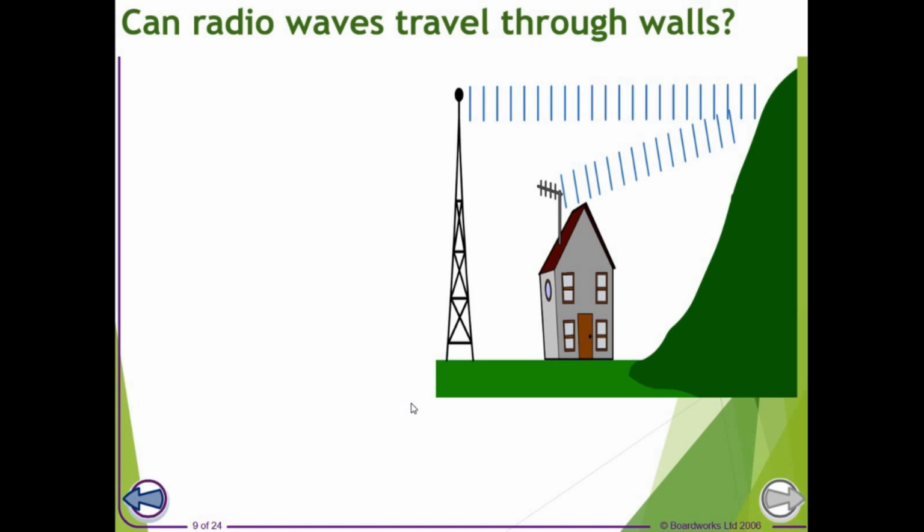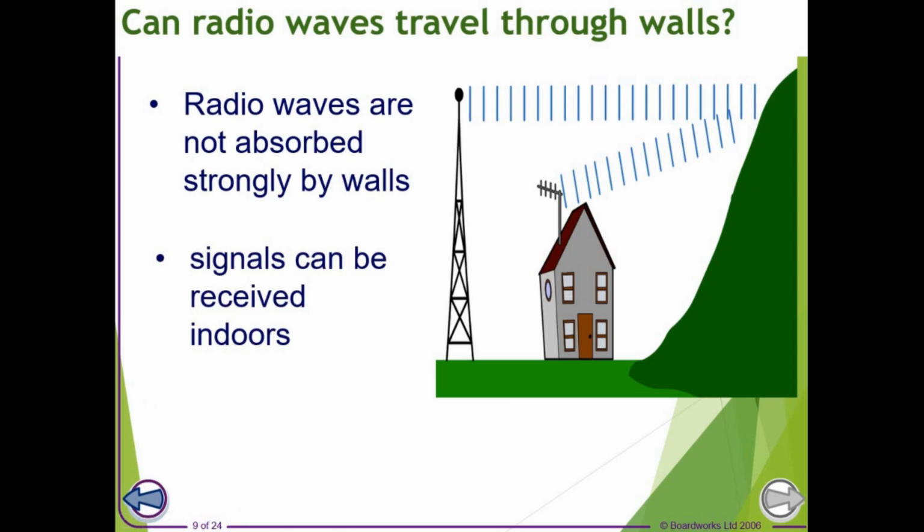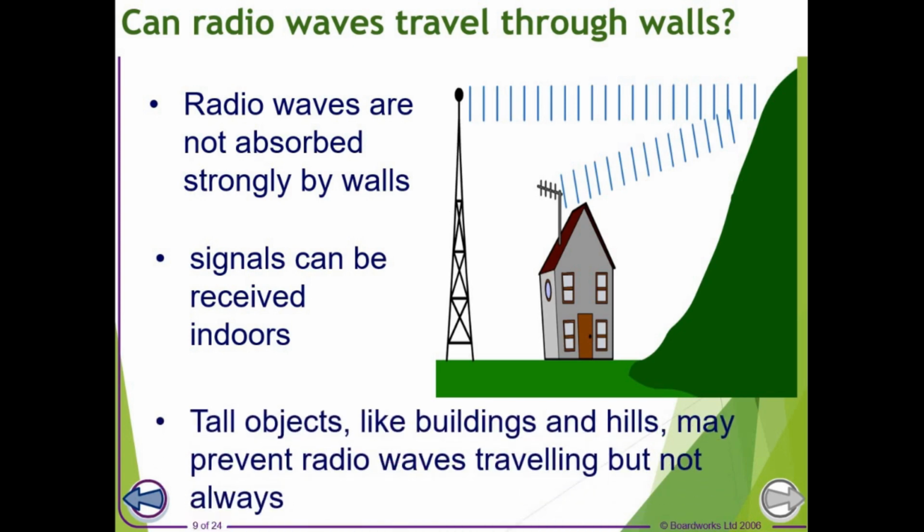Can radio waves travel through walls? Radio waves are not absorbed strongly by walls, which is why radio signals can be received indoors. Tall objects like buildings and hills can prevent radio waves traveling directly from a transmitter. But this is not always the case. In some areas, the reflection of waves off other buildings or hills can actually lead to improved radio reception.